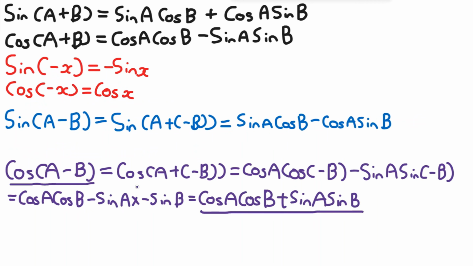And then to figure out cos of a minus b is the exact same thing. We write it as cos of a plus minus b, put it into this formula here, and then write the cos of minus b as cos of b, and the sin of minus b as minus sin b, like this, and then we get out this here.